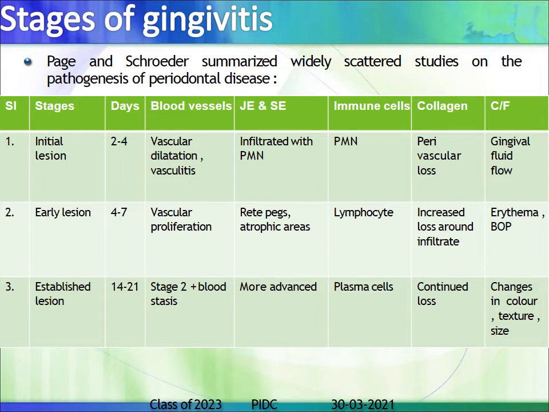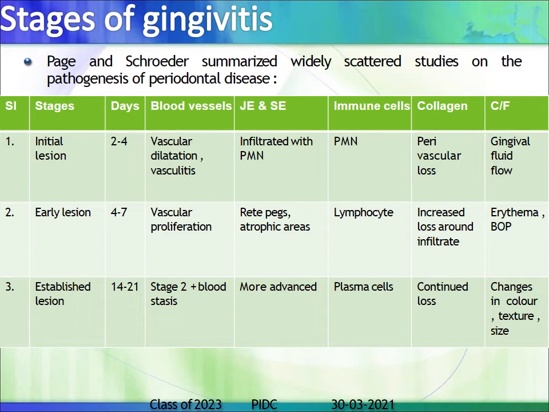The second lesion, the early lesion, occurs from 4 to 7 days, wherein there is vascular proliferation with red apex atrophic areas. The predominant cell here is lymphocytes with increased loss of collagen around the infiltrate, erythema, and bleeding on probing is present.